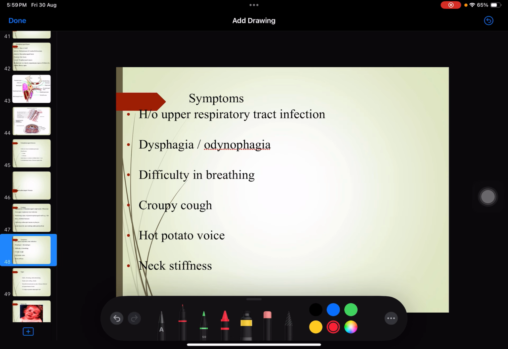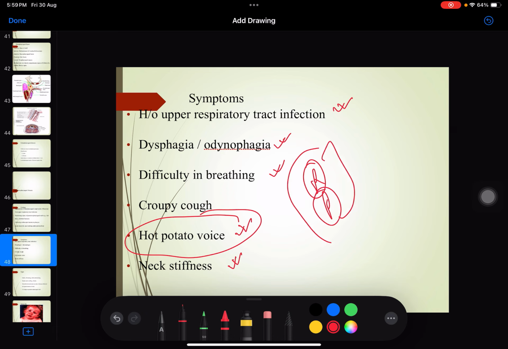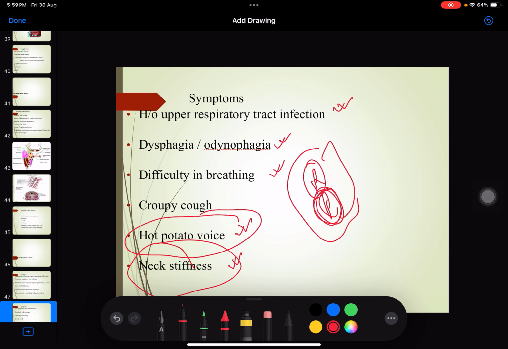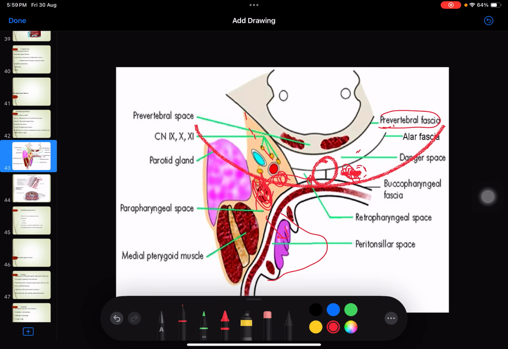Now, whenever we talk about the symptoms, of course, we need to understand that there is upper respiratory tract infection, dysphagia, odynophagia, difficulty in breathing, hot potato voice. Neck stiffness. Hot potato voice may be seen in retropharyngeal abscess, or it might be seen in peritonsillar abscess. So just rule out these conditions. Just don't restrict yourself to peritonsillar abscess. Now, why neck stiffness? You can see that the retropharyngeal abscess is near the vertebrae, isn't it? So the patient might present with torticollis.